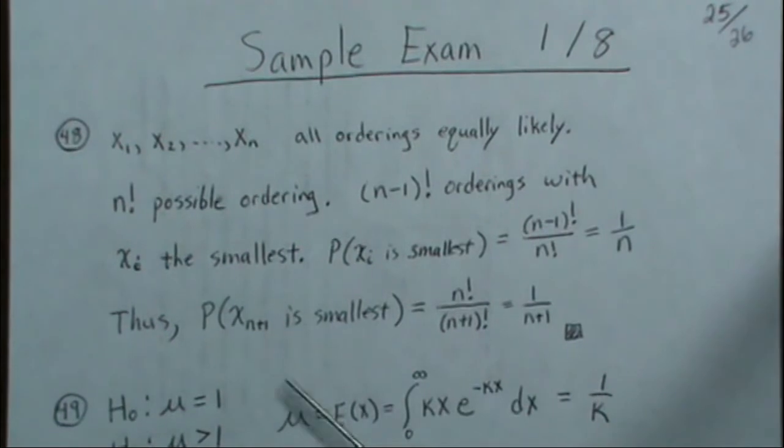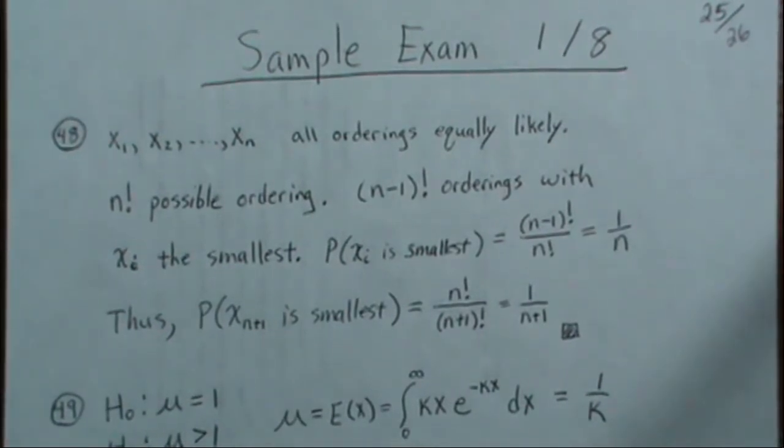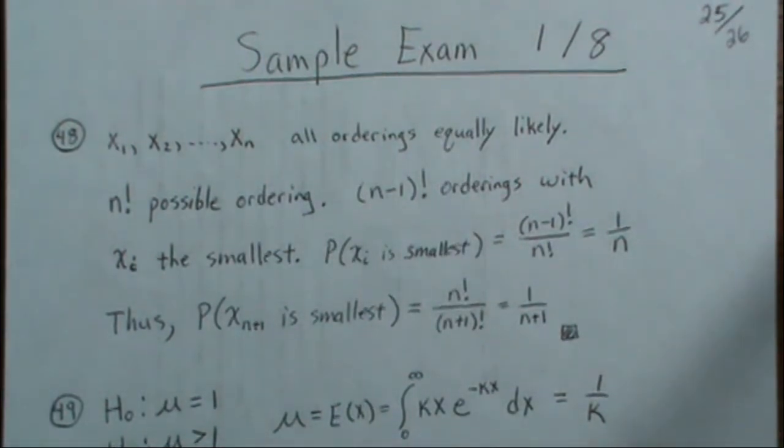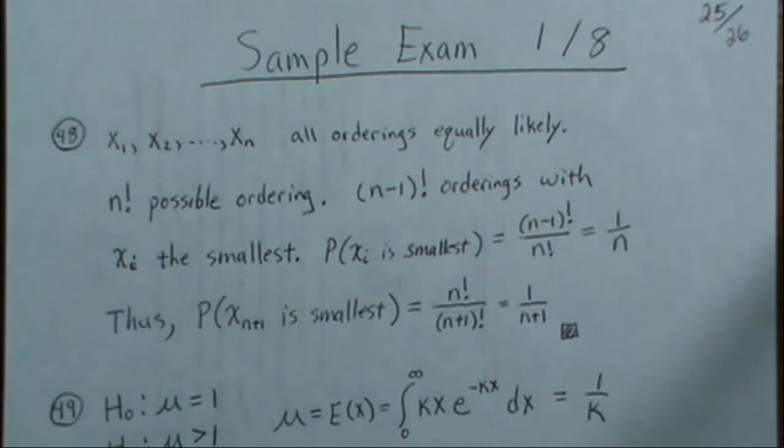So now we want to find the probability that our next observation, n plus 1, is the smallest. Well, there are n factorial ways to arrange the data where n plus 1 is the smallest, and there are a total of n plus 1 factorial ways to order the data. So the probability that our next observation is the smallest is 1 over n plus 1.